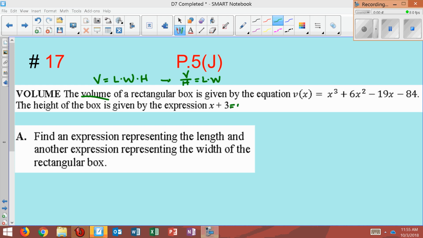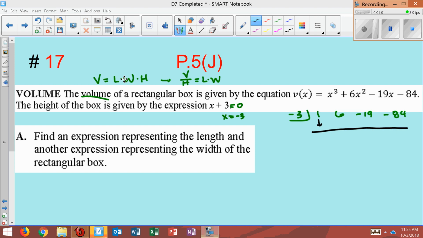I'll use synthetic division, since I can solve real quickly to say that x equals -3. I will divide by -3. And so I have 1x cubed, 6x squared, -19x, and -84. And if I do this correctly, I should have a remainder of 0, because there's no remainder up here.